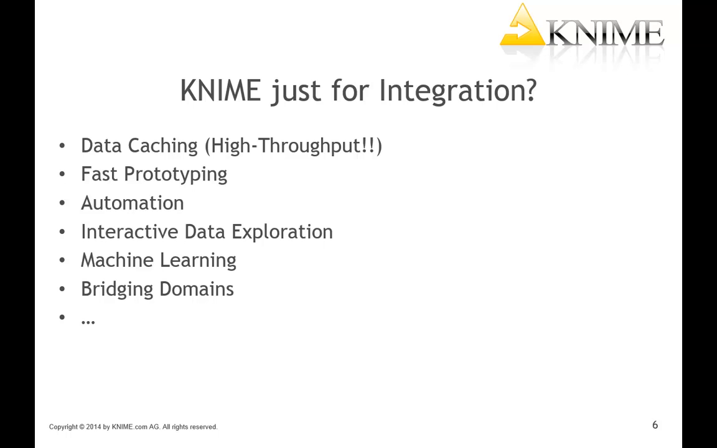And of course, what I already mentioned is you can combine image processing with machine learning. So you can classify, cluster, and so on your image data or the results of your image analysis. And of course, you can bridge domains. This means you have a hit found in images, and then you want to see the chemical structure which caused the hit or something like this.